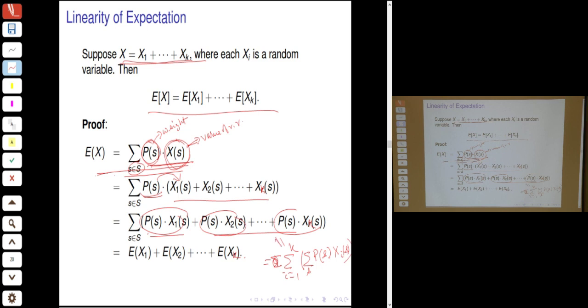Okay. So, you just separate these sums, you split this bracket into sums depending on the index 1, 2 up to k, and then you notice that each of these sums within the bracket is the expectation of xi. Okay. So, this is indeed the sum of the expectations of the xi's, just to get a picture of why this should be true intuitively. Okay. So, now any questions?